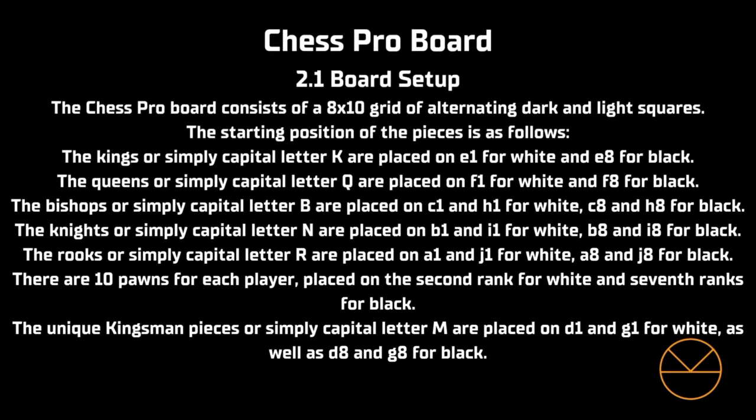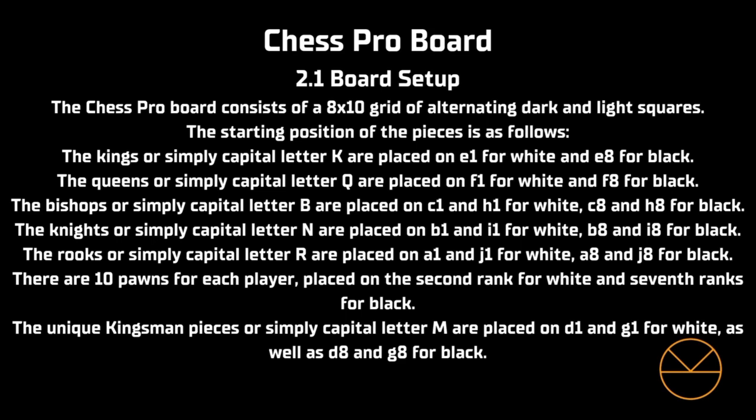The Chess Pro board consists of an 8x10 grid of alternating dark and light squares. The starting position of the pieces is as follows. The kings, simply the capital letter K, are placed on E1 for white and E8 for black. The queens, simply the capital letter Q, are placed on F1 for white and F8 for black.